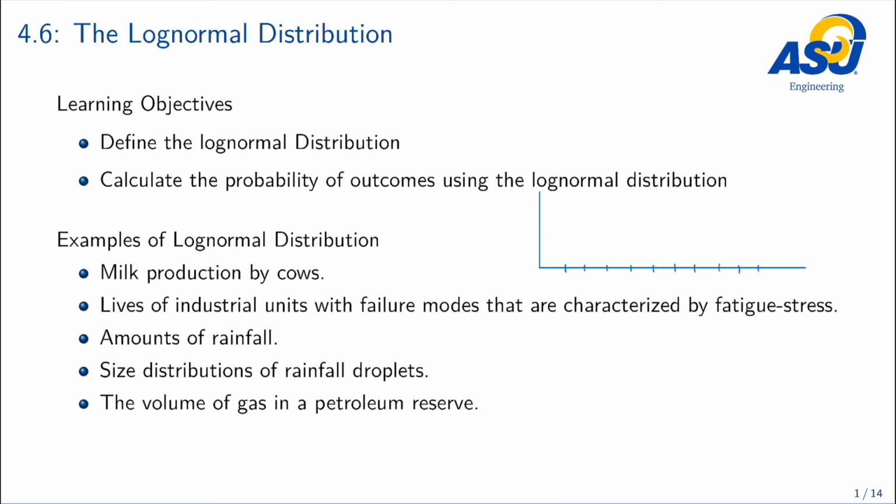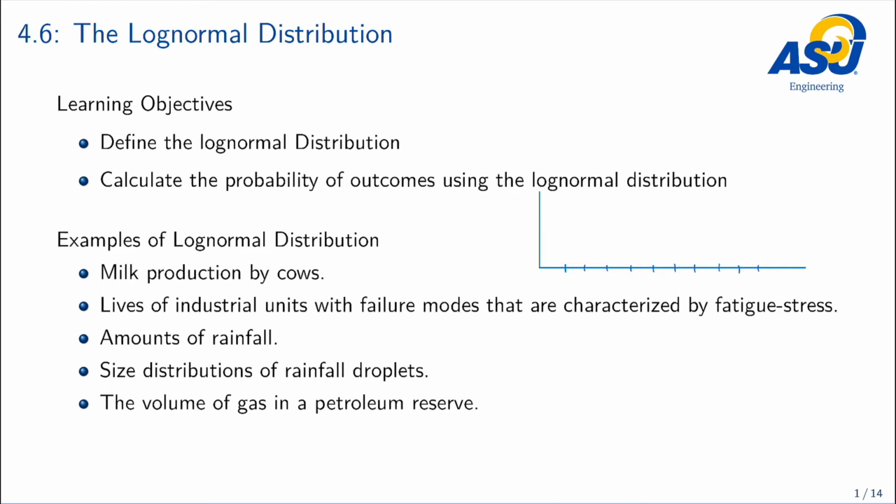4.6, the log-normal distribution. This video has the following objectives: to define the log-normal distribution and to calculate the probability of outcomes using the log-normal distribution. Some examples of log-normal distributions are the milk production by cows.